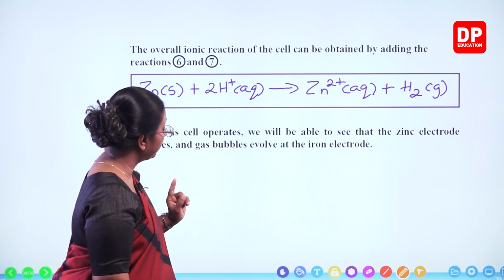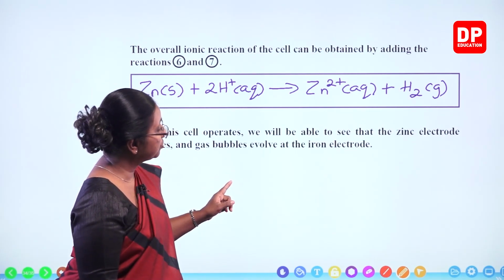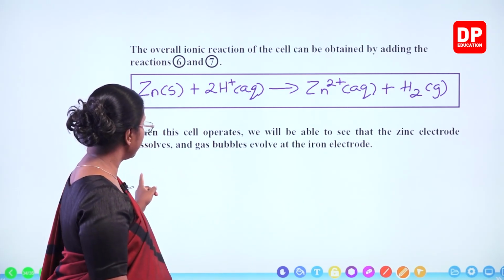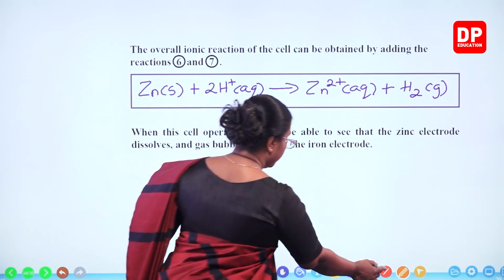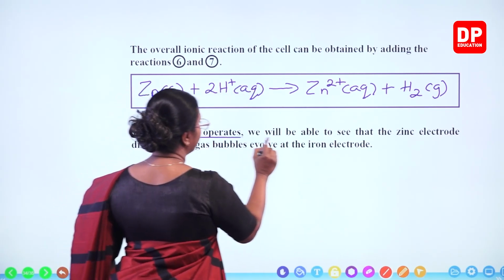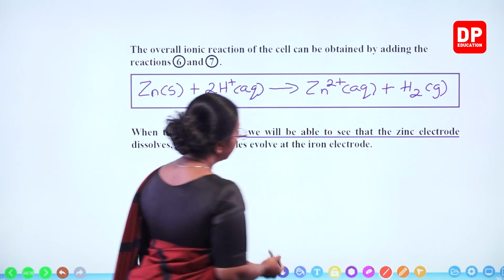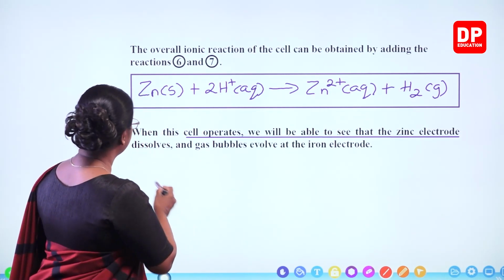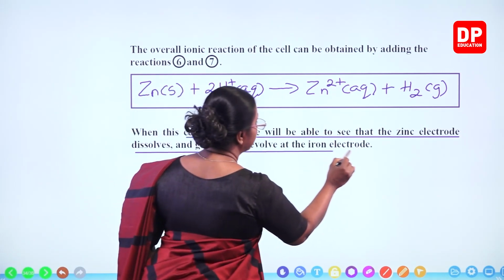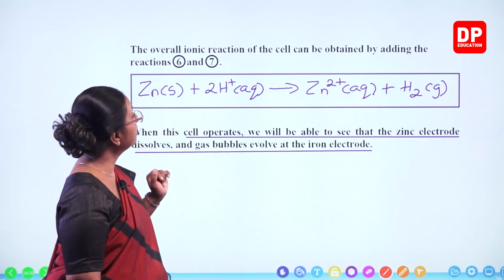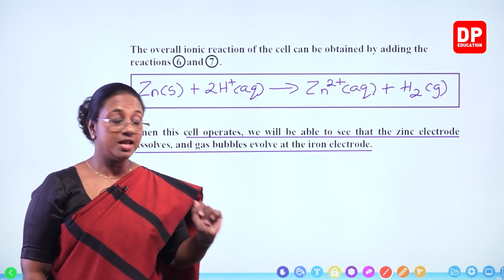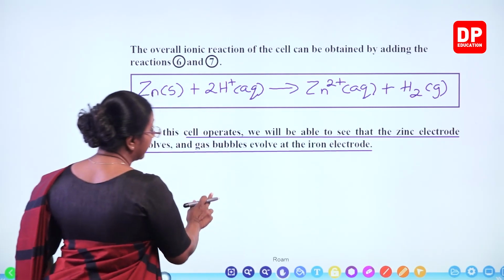When this cell operates, we will be able to see that the zinc electrode dissolves and gas bubbles evolve at the iron electrode. And that is the overall cell reaction. And how does electron flow?